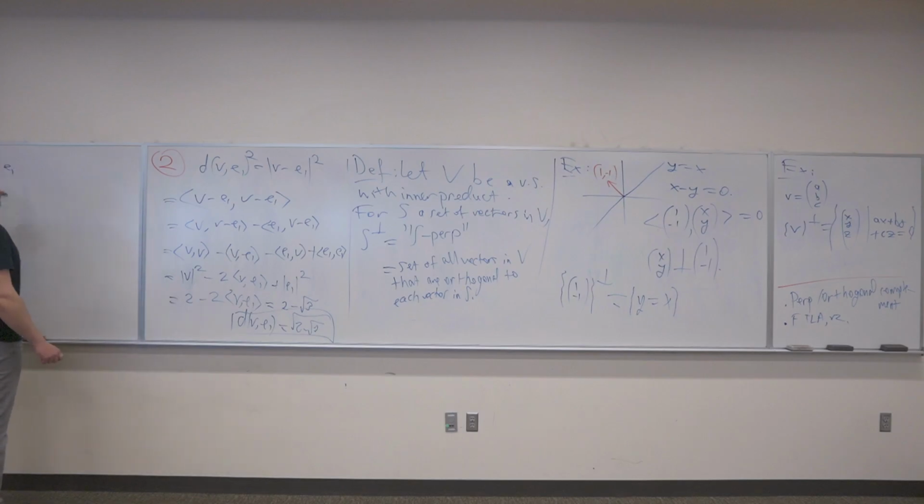So E1 is (1, 0, 0). E1 perp is all those vectors that are perpendicular to (1, 0, 0), right? So when you write that down, it just says x equals 0. X equals 0 is the same thing as the yz plane. Okay. So what is happening here?